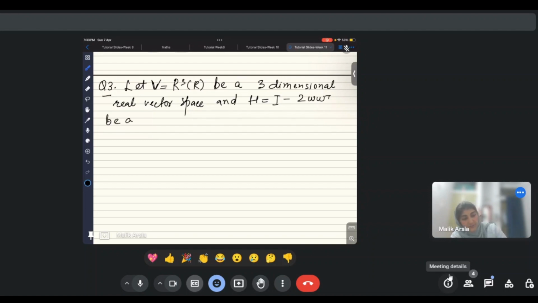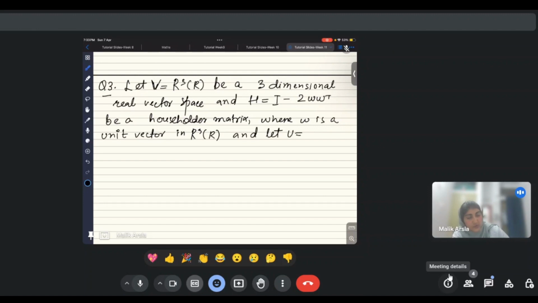Be a Householder matrix where W is a unit vector in R³, and let U = (−1/√2, 0, −1/√2)ᵀ. Okay, these are the three entries. And V = (−1/√3, 1/√3, −1/√3)ᵀ.